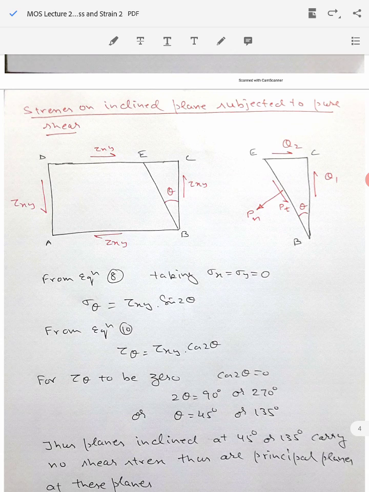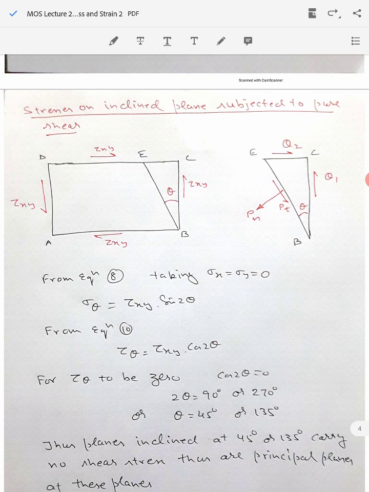Now, in order to determine the principal plane, we need to find the plane where tau theta is 0. So you substitute tau theta equal to 0, you will get cos 2 theta equal to 0. That means 2 theta can be either 90 degrees or 270 degrees. That means theta can be half of it, that is 45 degrees or 135 degrees. So a plane which is inclined at an angle of 45 degrees from the vertical in the case of pure shear will give you the principal plane.